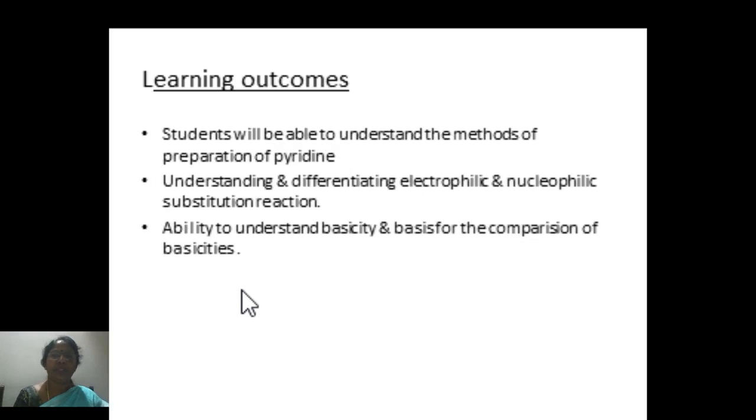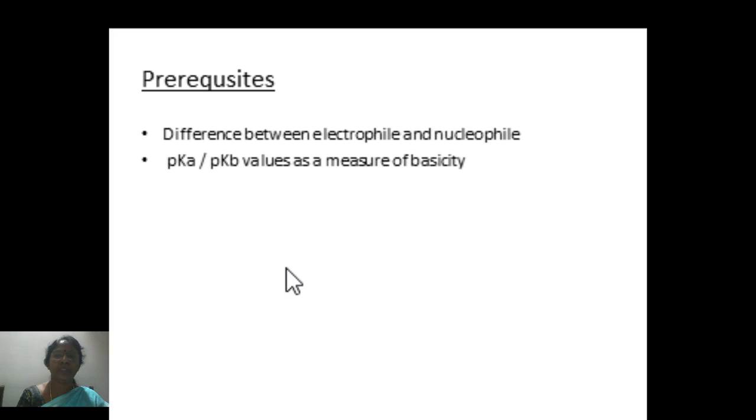Learning outcomes. After understanding this presentation, students will be able to know the methods of preparation of pyridine, differentiation between electrophilic and nucleophilic substitution reactions, and ability to understand basicity and basis for the comparison of basicities.